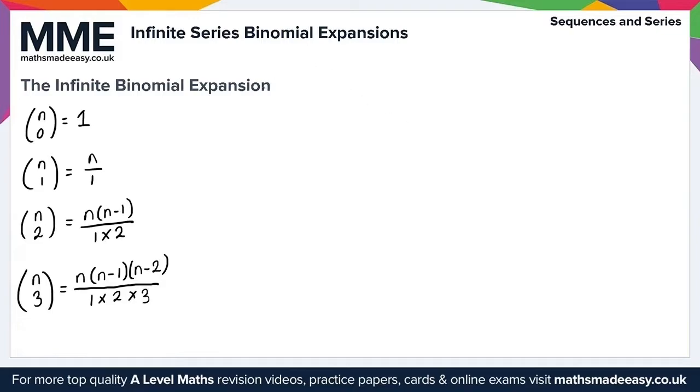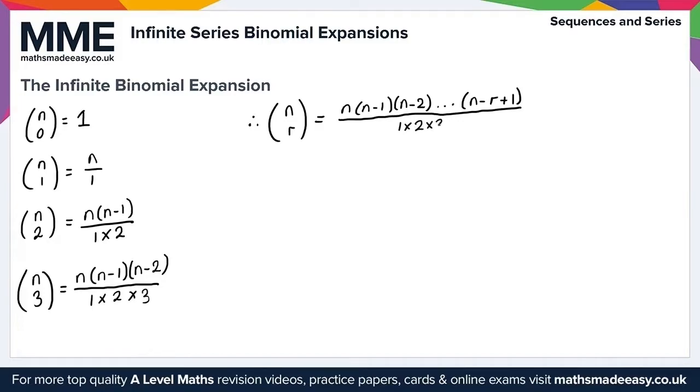If we generalize this, and say n choose r, what we would obtain is n times n minus 1 times n minus 2, and this extends up to n minus r plus 1. Okay, so that's our numerator. And then don't forget, our denominator is going to be 1 times 2 times 3, and this will extend up to finally times r.